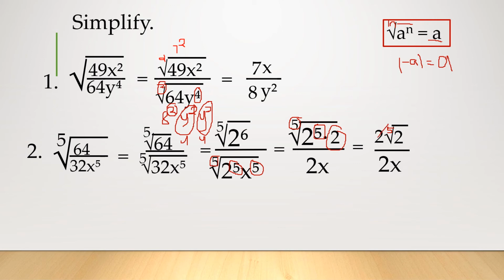Now we can still simplify 2 and 2, and that is equal to 1. So therefore, that is the fifth root of 2 divided by x. That's the final answer. The fifth root of 2 divided by x.